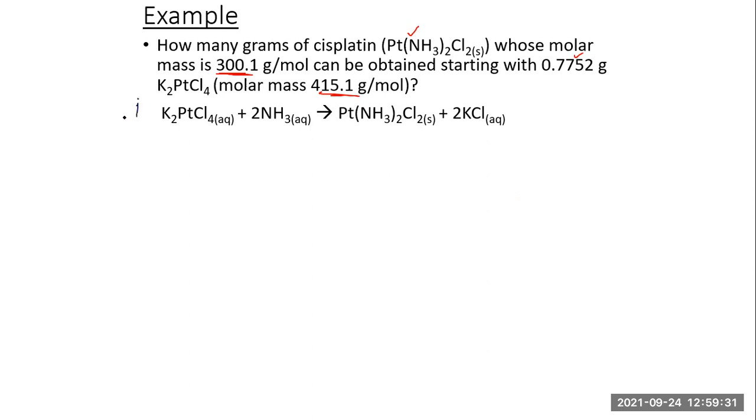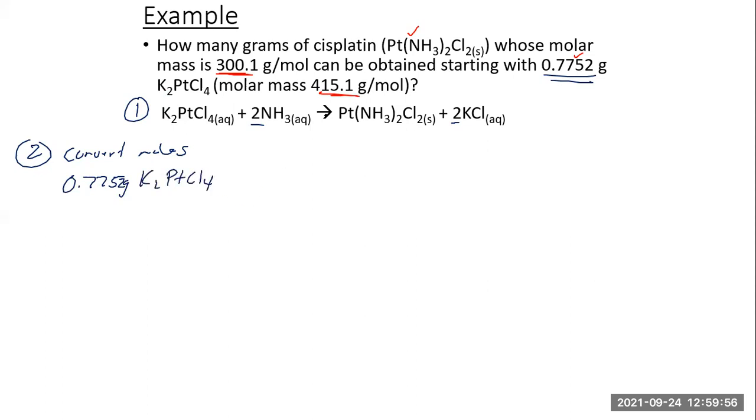Same 4 steps. So step number 1 is balancing the equation. I see coefficients probably balanced. Step number 2 is we want to convert to moles. In this particular case, the only number they gave us was we are starting with 0.7752 grams of K2PtCl4. Again, if it was not given to us, we would go to the periodic table to get that number. But since it's given to us, we'll just use it. And that would be 415.1 grams on the bottom.